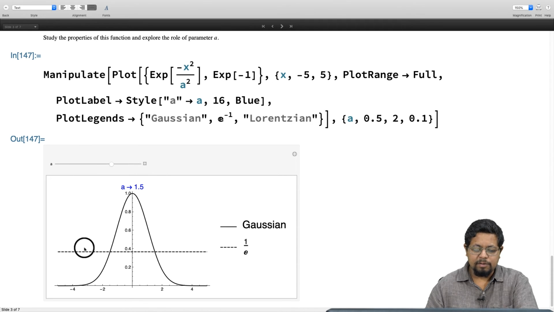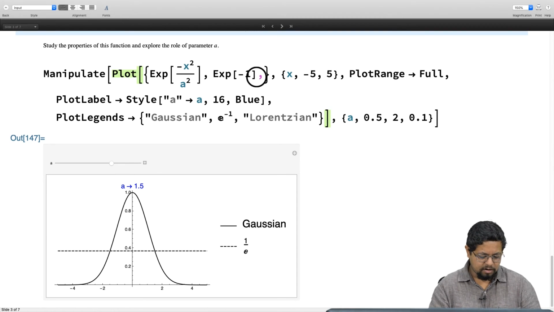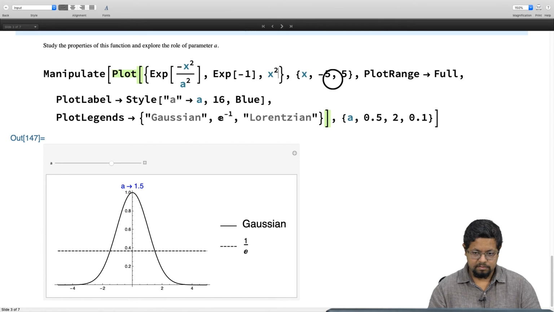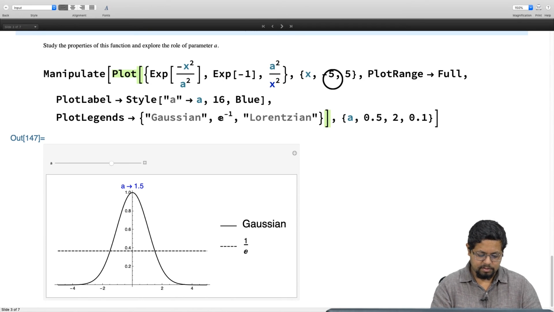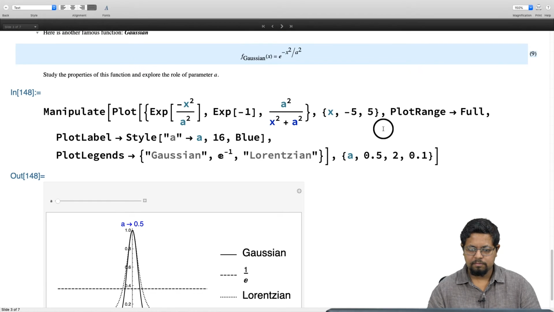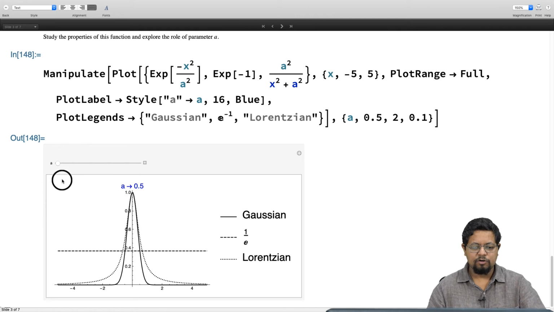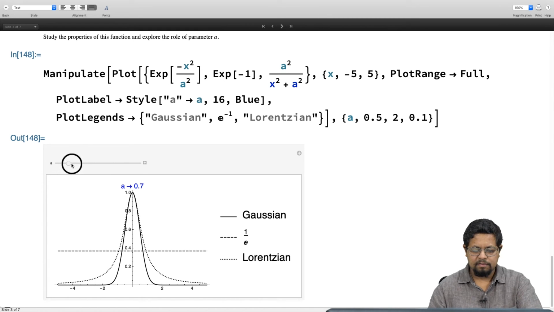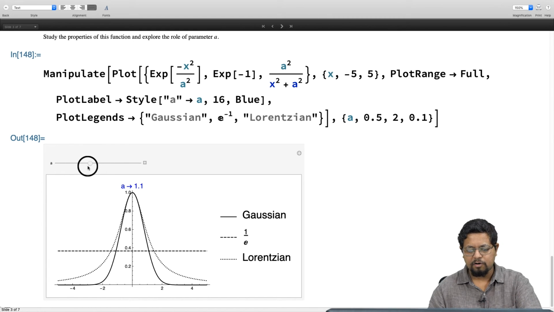Let's go ahead and compare this, because this is a falling off function, with the Lorentzian that we just plotted. So I'll add the Lorentzian to this. The Lorentzian was a squared by x squared plus a squared. Now let's go ahead and change a. You can do it yourself and play around with it.